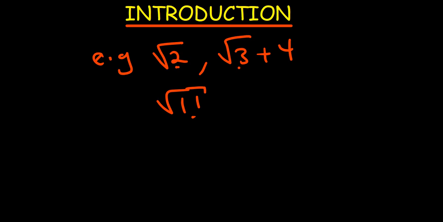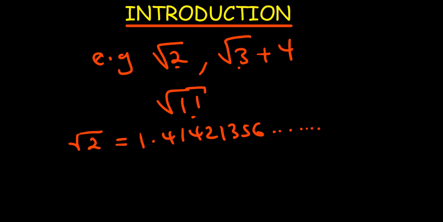These surds cannot be written as a fraction as well. The reason they can't be written as a fraction is because they give a non-repeating, non-terminating decimal number. For example, the root of 2 gives us a number which is 1.4142135 and it continues to go on and on like that. It is non-repeating and non-terminating, so we can't write this as a fraction.